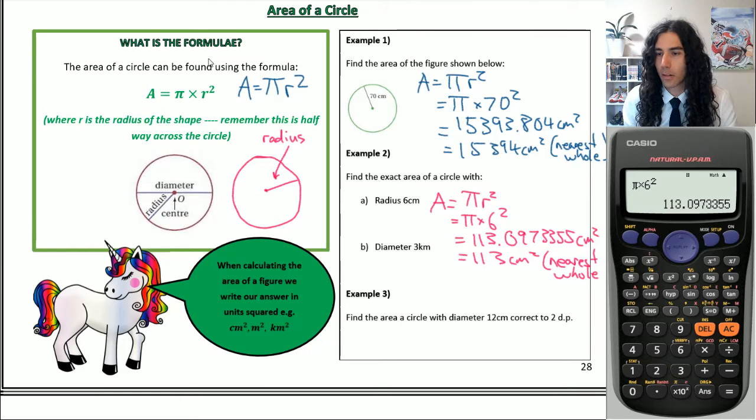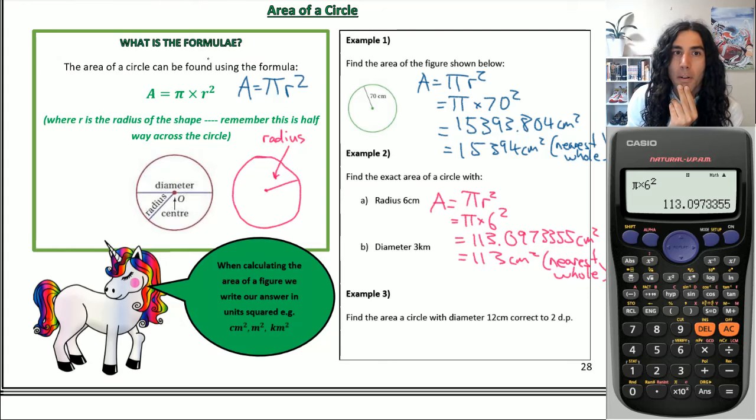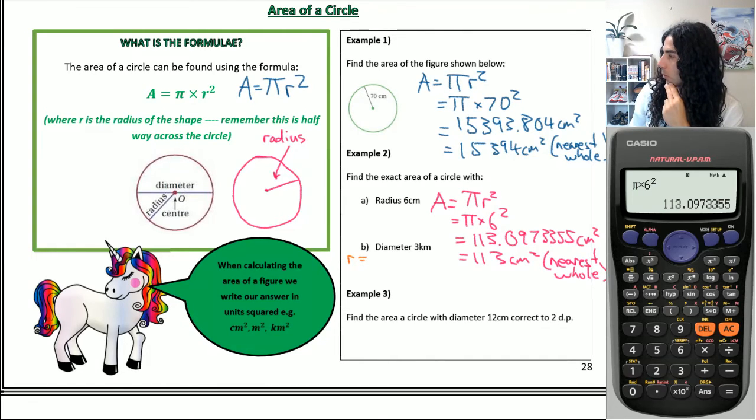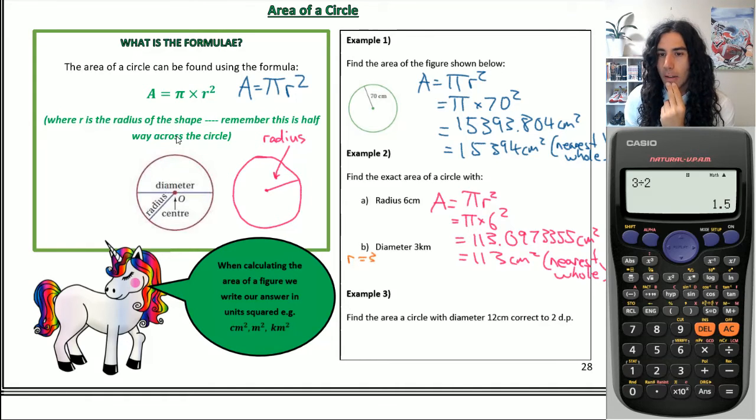This lesson, done. So, diameter. What we have to do is firstly halve it, and I'm going to make it clear that that's what I'm doing. I will just say the radius is equal to 3 divided by 2. Oh, wrong screen. So 3 divided by 2 is 1.5 kilometers. Now we've got the radius.